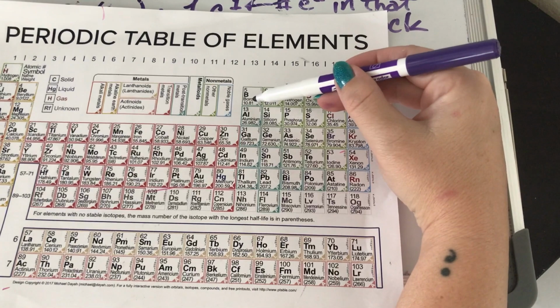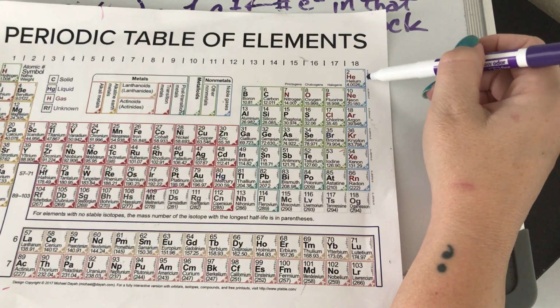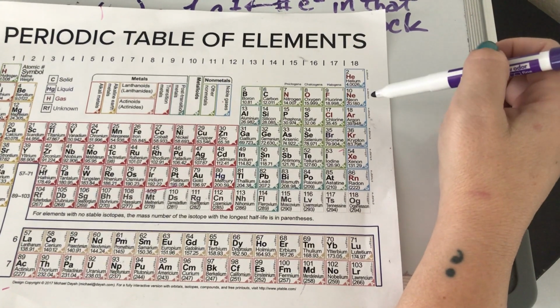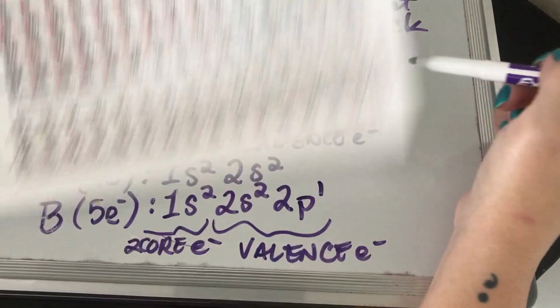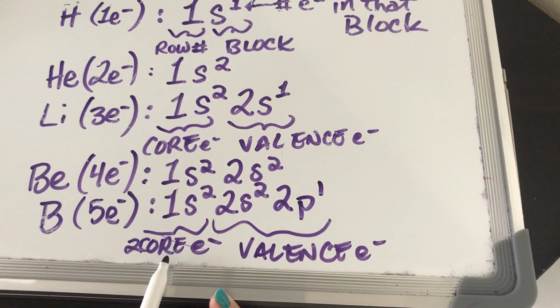Boron is in row 2. The noble gas from the previous row is helium, right? And helium has 2 electrons, 2 core electrons, right?